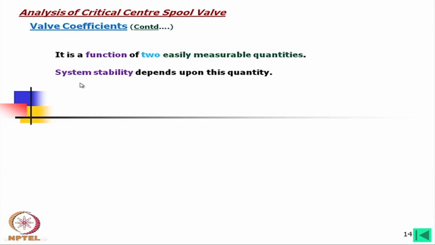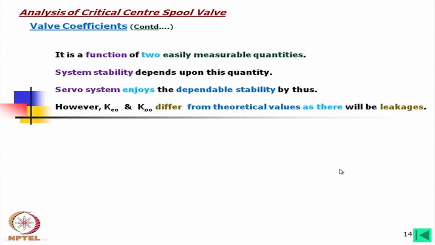How do we do it? System stability depends upon this quantity, because this is pressure sensitivity, and fortunately the servo system enjoys this dependable stability. This means that once we adjust and make it, the stability will be maintained because of this zero point stability, null point stability. However, these two coefficients differ from theoretical values as there will be leakages. Now, these two can be determined, and the other can be derived from these two. So now we shall look into how this can be derived at null positions.